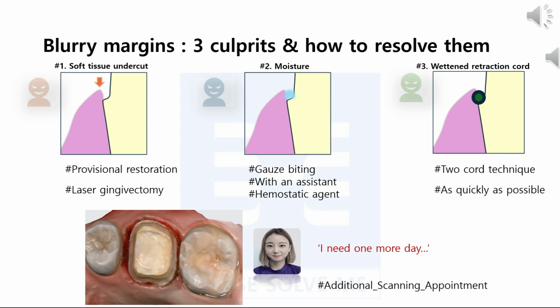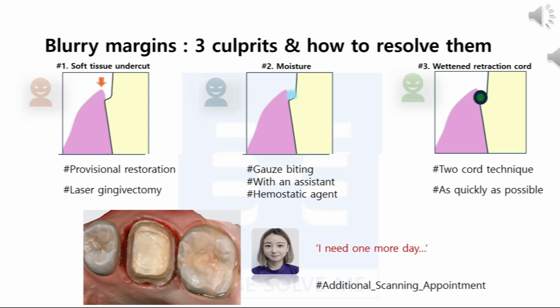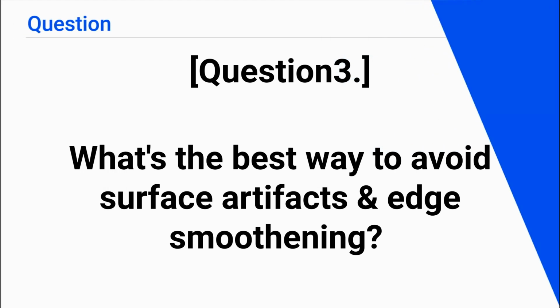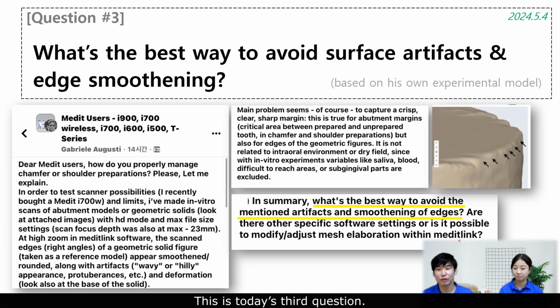This video outlined these 3 causes and their respective solution. We hope this video gave you confidence in scanning modelless crowns. This answers question number 2. What's the best way to avoid surface artifacts and edge smoothening? This is today's third question.